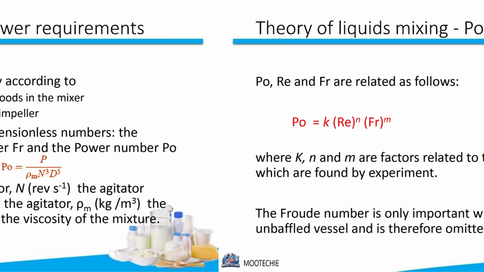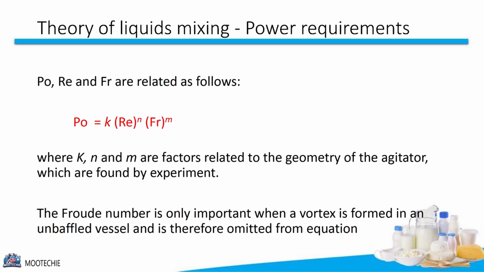These numbers are related by the equation power number Po equals a constant k times the Reynolds number Re to the power n times the Froude number Fr to the power m. The values of k, n, and m are found by experiment for each agitator design. The Froude number is mainly important if a vortex forms in an unbaffled tank, so it's often left out of the equation for baffled tanks.